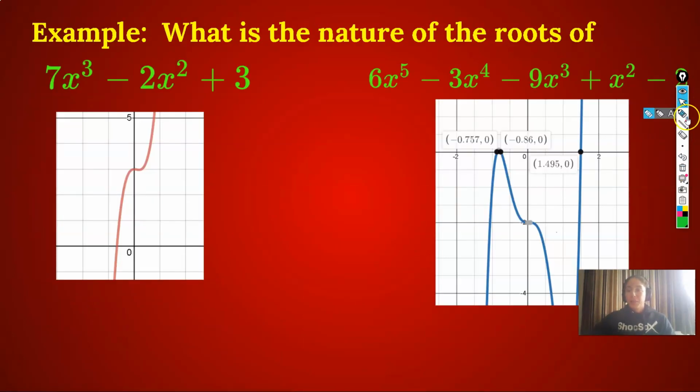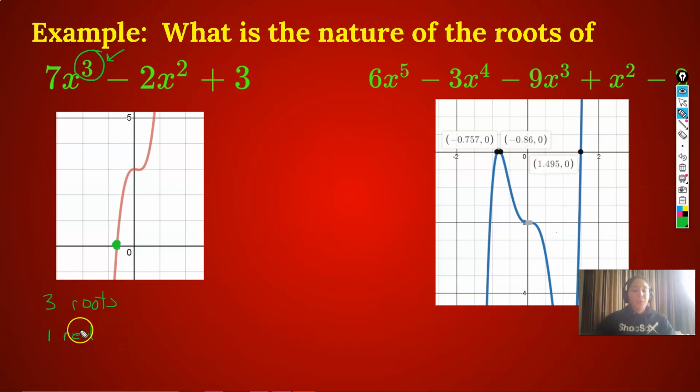So what is the nature of the roots? We're going to focus on graphing here. Okay, well, how many roots do I have? Well, I have 3 roots. And according to my graph, here's the x-axis, here's one x-intercept, and it's a straight pass-through point, so it's multiplicity 1. So that's one real root.